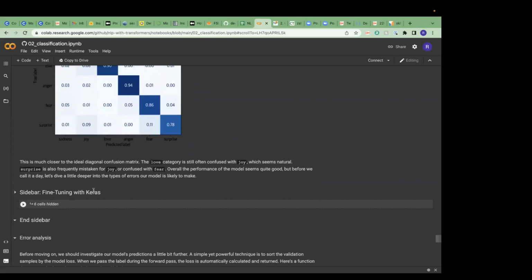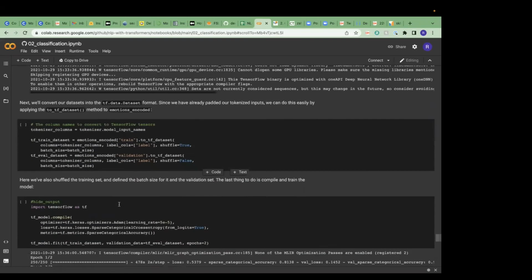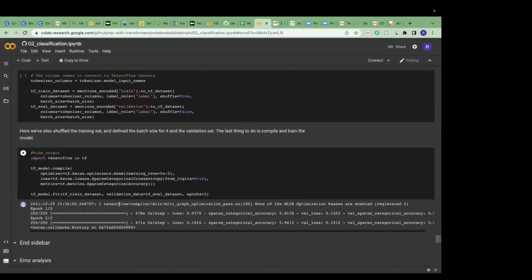Yeah, and then fine-tuning with Keras, I probably won't go over this too much, but this is just doing the same thing in TensorFlow as opposed to Torch.